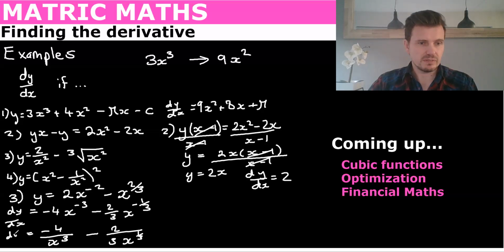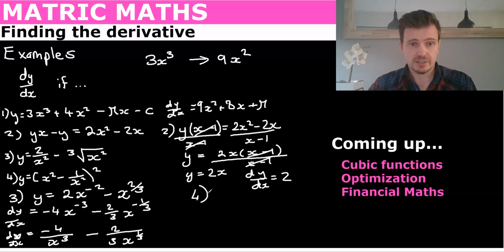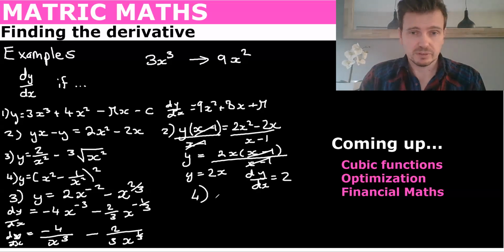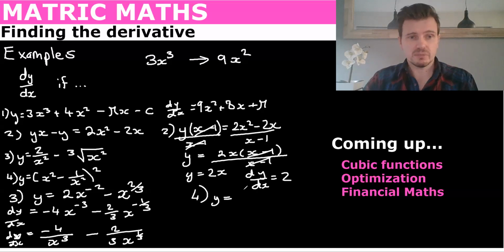So dy over dx for question 3 is this. Now let's look at 4. And so here what I've got is a square there. So if I was doing AP Maths, I could do the inside-outside rule, the chain rule, but that's a little bit difficult for the matrics who haven't done AP. So I'm just going to multiply it out.